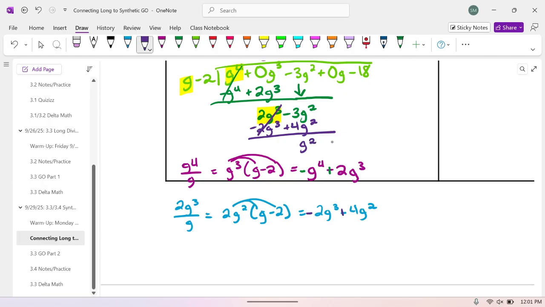1g squared. Then I got to do what? Good. All right, pick someone to pick it up from there. All right, Zach, what do I do next?